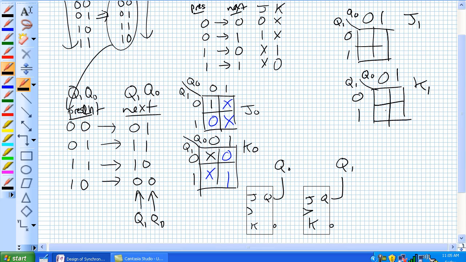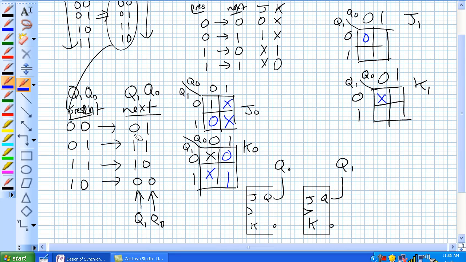Okay, so from the analysis of Q1's perspective, how do we do it? Given present state 0, 0, you got to go through the whole thing again. Given present state 0, 0, which is putting us in the upper left-hand corner of our K-map, Q1 is going to stay the same because it's at a 0 and it's staying a 0. So we're in this realm right here. Okay, so given that, J is going to be a 0, K don't care.